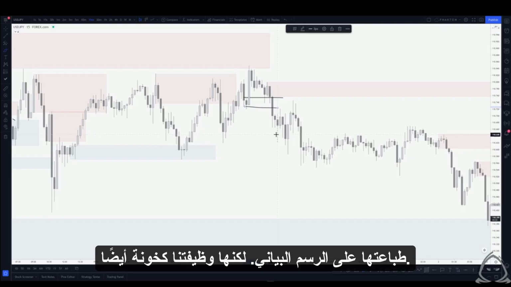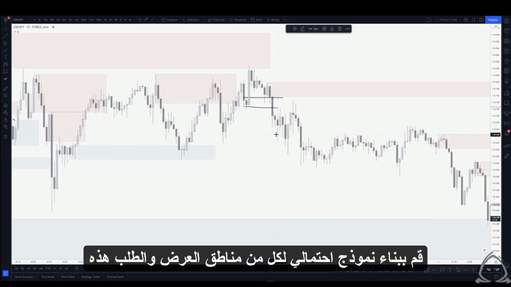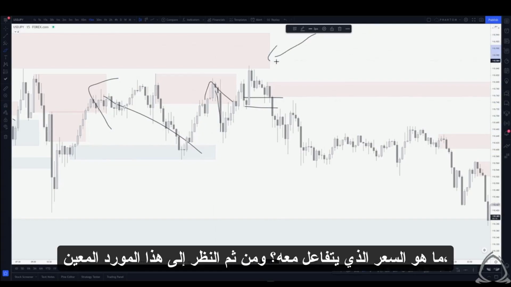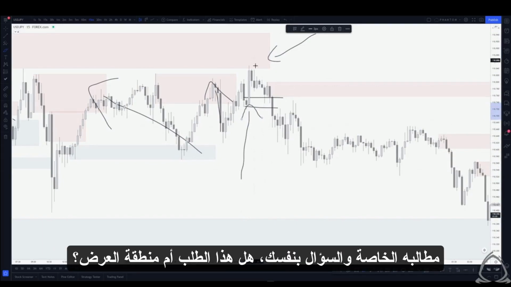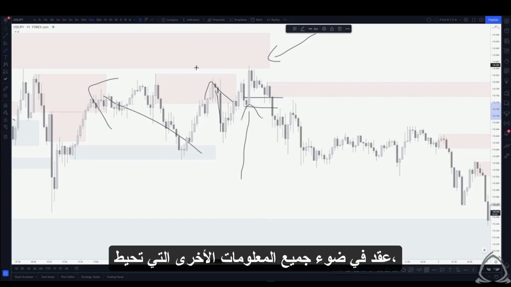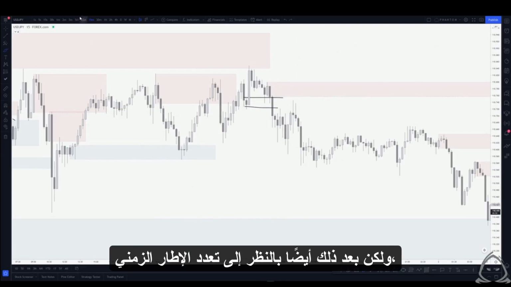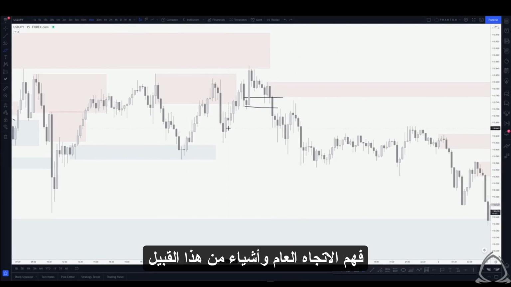But it's our job as traders to build a probability model for each of these supply and demand zones, adding on to all of the demand and supply zones that are around it, what price is reacting to, and then looking at that particular supply or demand zone and asking yourself, would this demand or supply zone hold given all of the other information that surrounds it? Not only that on that singular time frame, but then also looking at your multi-time frame, understanding what the overall trend and things like that are.